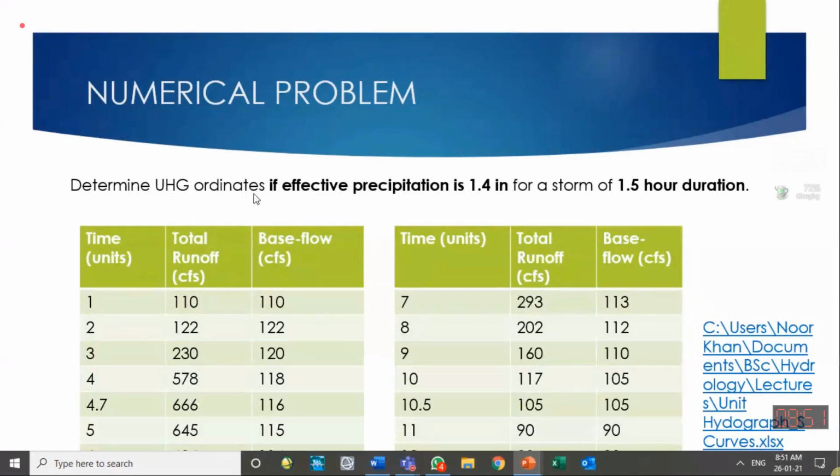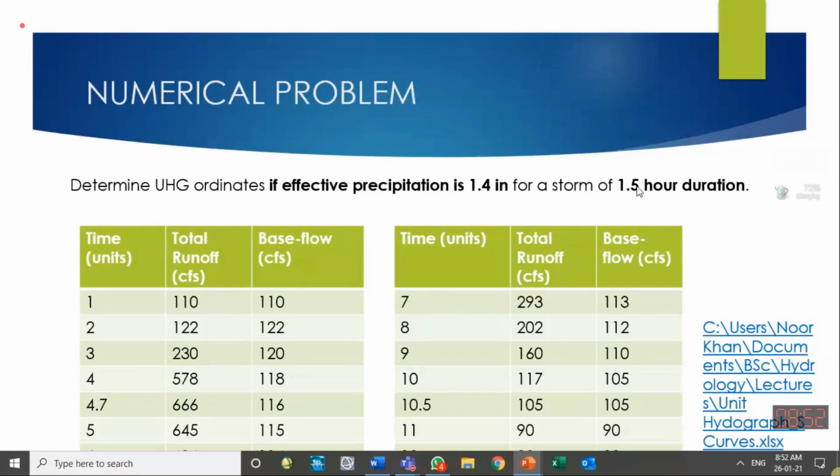Determine unit hydrograph ordinates if effective precipitation is 1.4 inch for a storm of 1.5 hour duration. So this is a storm of 1.5 hour duration. It will generate a unit hydrograph for a storm of 1.5 hour duration. And the base flow of the direct runoff can be different from 1. And it will be different.